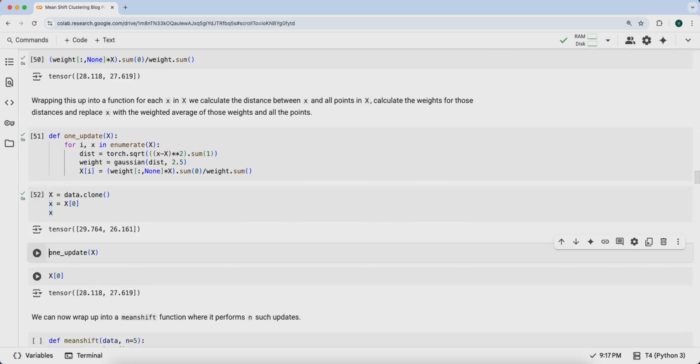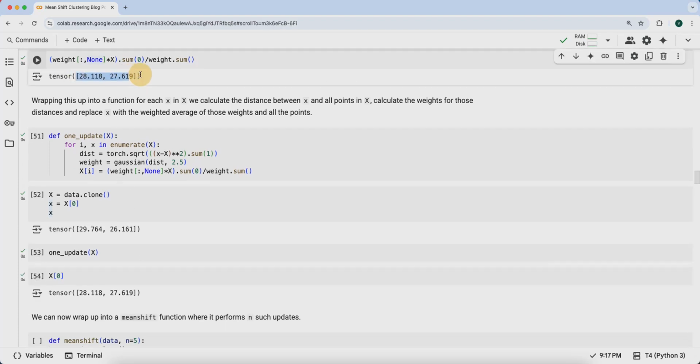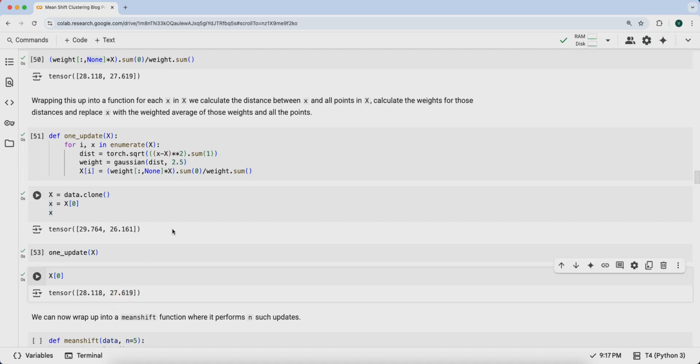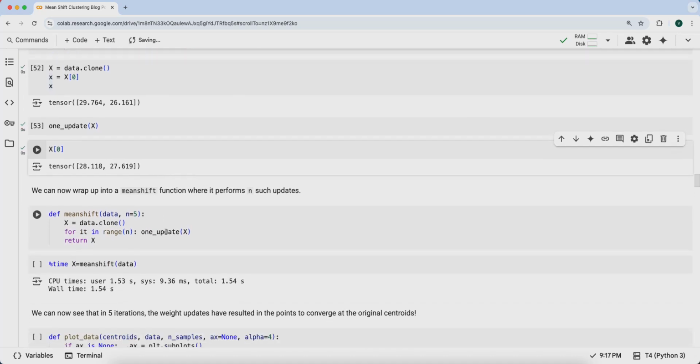So if I run this here and I run oneUpdate, the first value is now what we calculated up here, 28.1 and 27.6. So that's oneUpdate. We want to do multiple updates so that we get closer and closer to converging to the centroid of the clusters, or of each cluster.